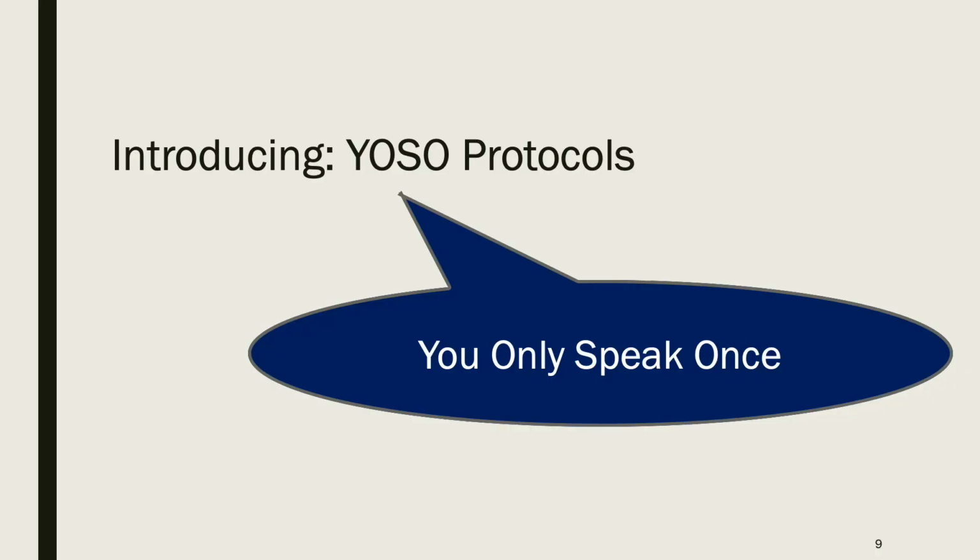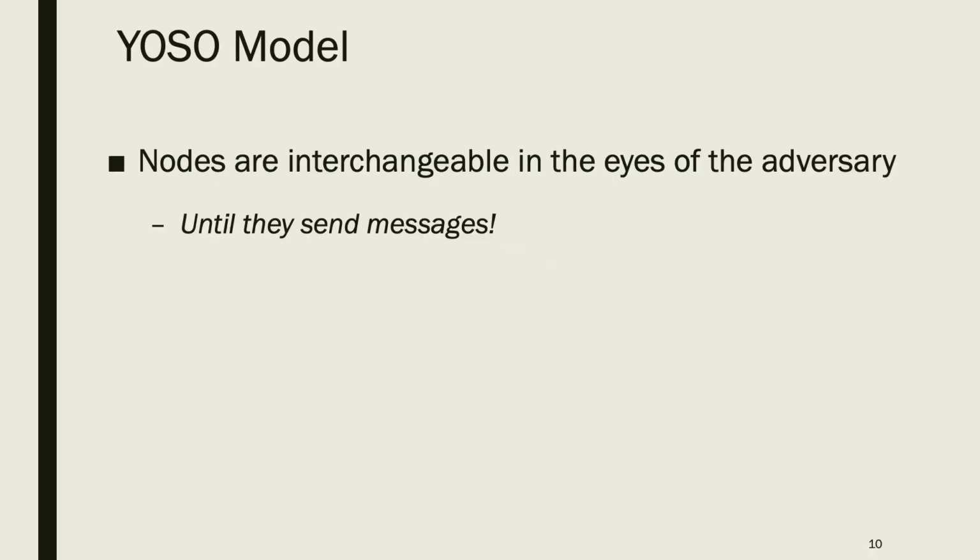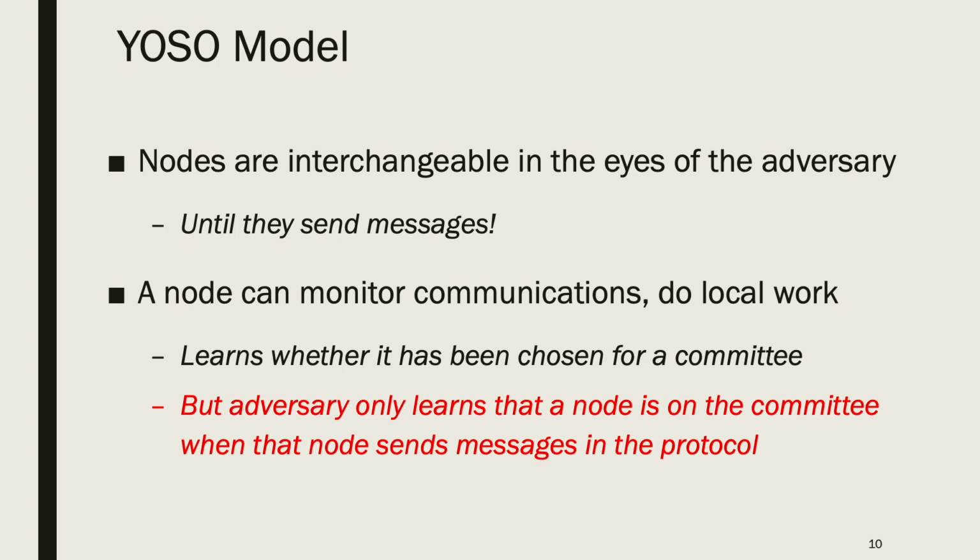So this brings us to the model that I'm telling you here, which we call the YOSO model or YOSO protocols, where YOSO stands for you only speak once. So the idea is that for the attacker, all the nodes are the same; they are interchangeable in the adversary's view until they send messages. So if a committee was chosen, and we will choose it in a way that the adversary does not know, no one will know except for the committee itself. The attacker will know that I was in the committee only at the moment in which I send a message. So I'm a node, I can monitor the broadcast. There may be some messages broadcast that are for me, and only I will know. So committee members will know that they were chosen, but the attacker will only know that they were participants when they send a message.